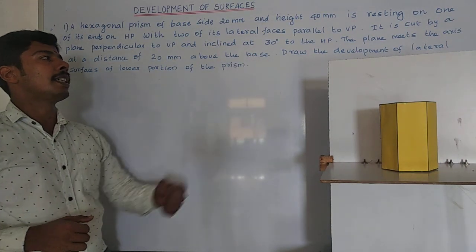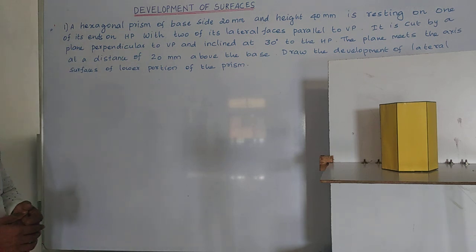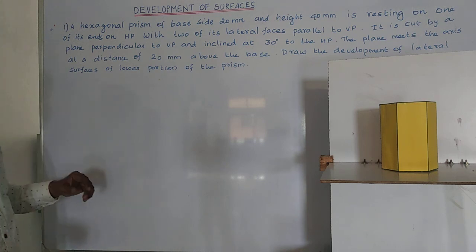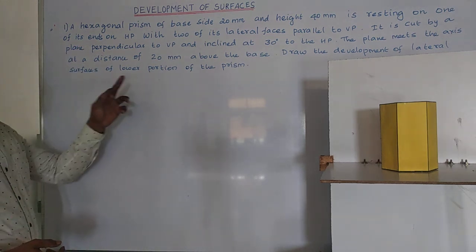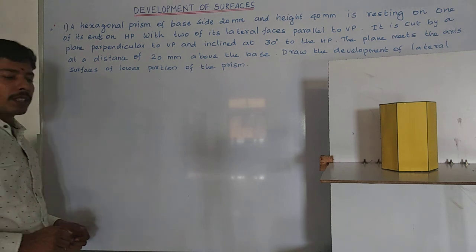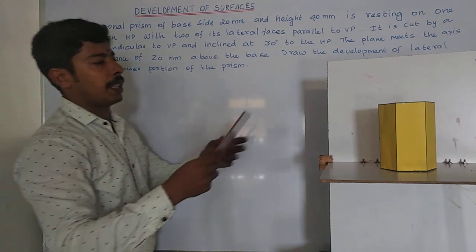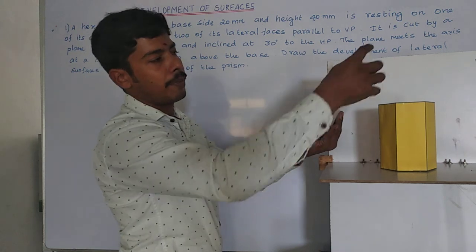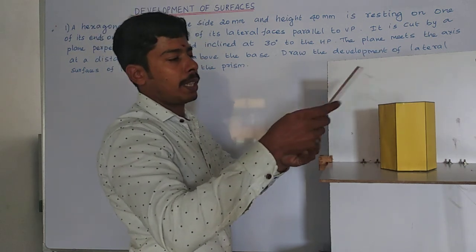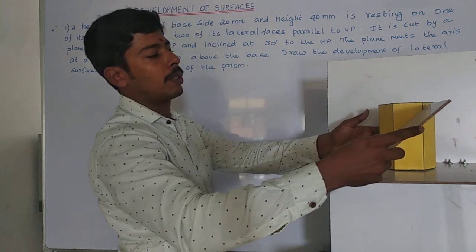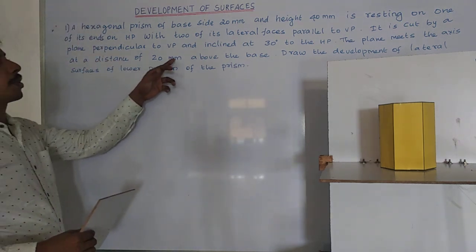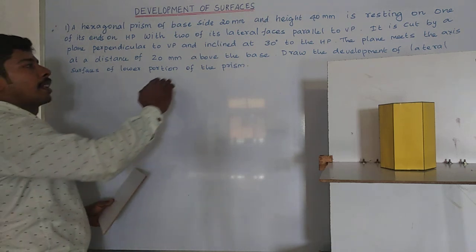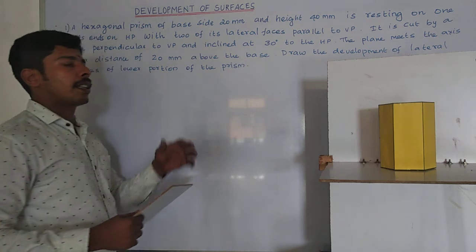And inclined at 30 degree to the HP. So here it is cut by a plane perpendicular to VP and inclined at 30 degree to the HP. So the sectional plane is perpendicular to VP, the vertical plane. So the front view is a straight line inclined at an angle 30 degree to the HP. It is going to cut the prism. The plane meets the axis at a distance of 20 mm above the base. Draw the development of the surface.